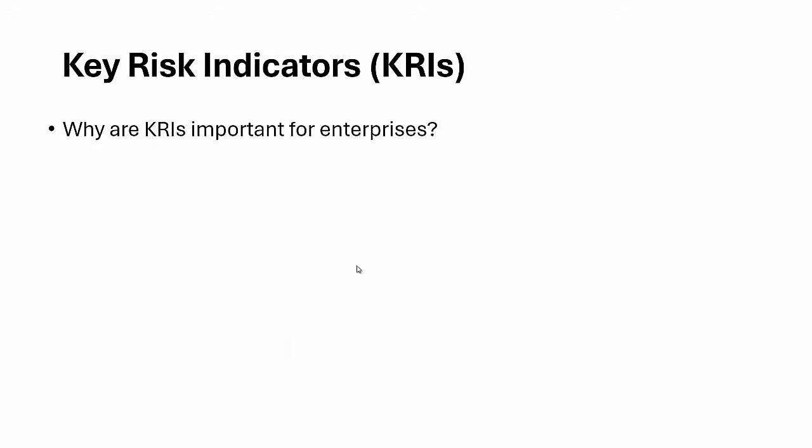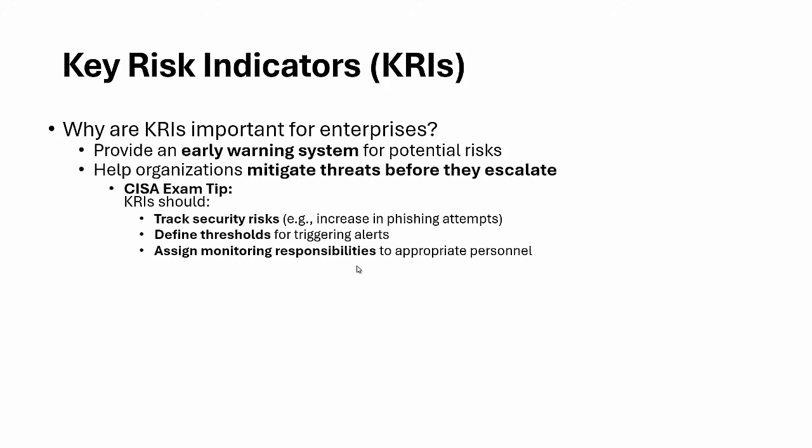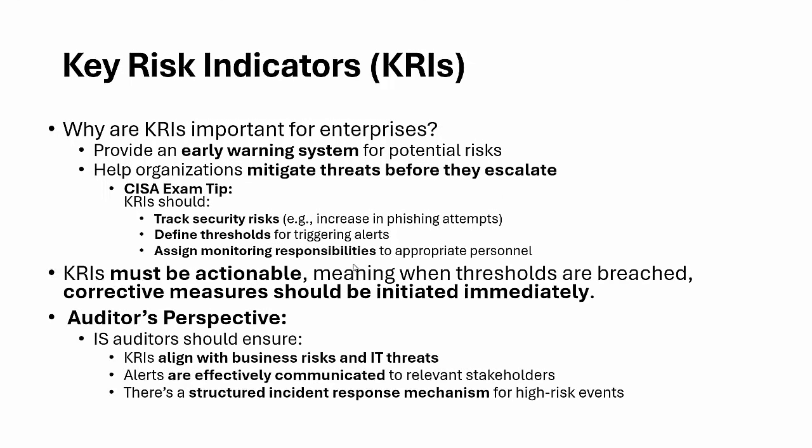Now why is KRI important? Because it gives the early warning: are we achieving or not? So we track the security risk, we define the threshold, we assign the monitoring responsibility. So a KRI must be actionable. So if a threshold has been breached, corrective measures should be initiated immediately. The audit perspective is that KRIs should be aligned with the business risk and IT threats. Alerts are effectively communicated to relevant stakeholders, and make sure there is a structured incident response mechanism for high risk events.